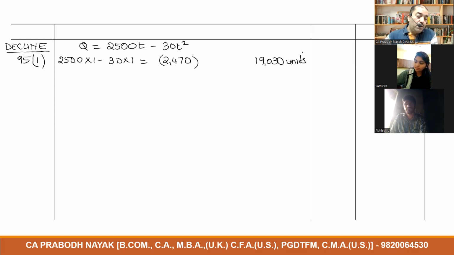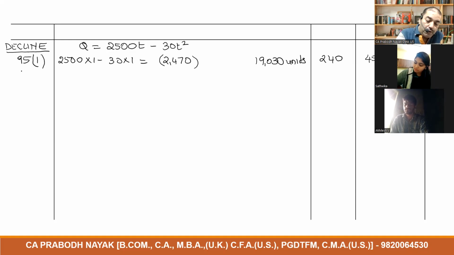Okay, now tell me, Akhilesh, what is going to be my contribution now? Will it remain 320? What is going to be my new contribution? It is 240. 880 minus 640. It's 240. Multiply now. 19,030 into 240. 45 lakh 67,200.